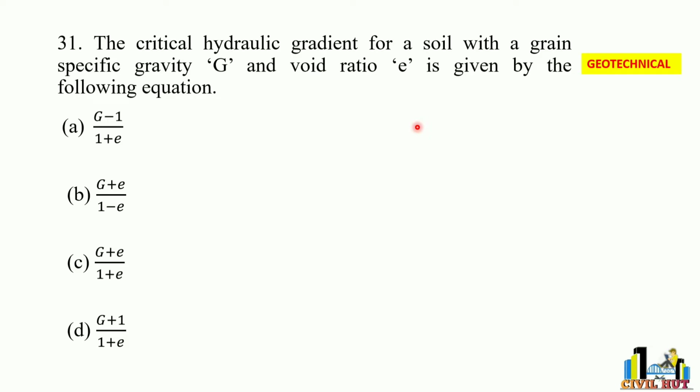This is the direct formula. Our option is option A, G minus 1 by 1 plus E, the critical hydraulic gradient. This is an important formula for the AEE exam.